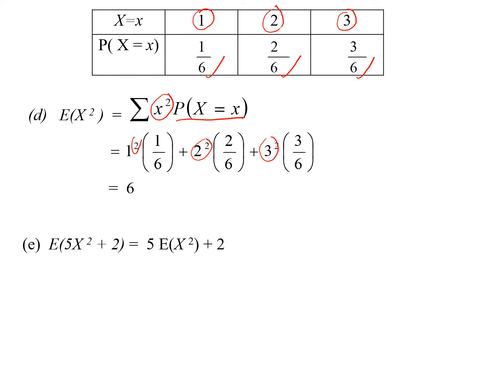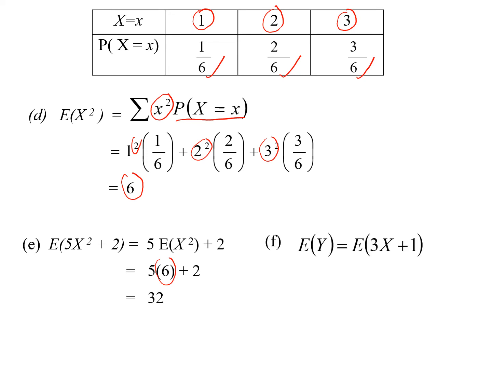For 5X squared plus 2, we use the properties of the expected value. We will get 5E(X squared) plus 2. E(X squared) we get from part D, that is the value 6 here. Then we will get our answer, which is 32.